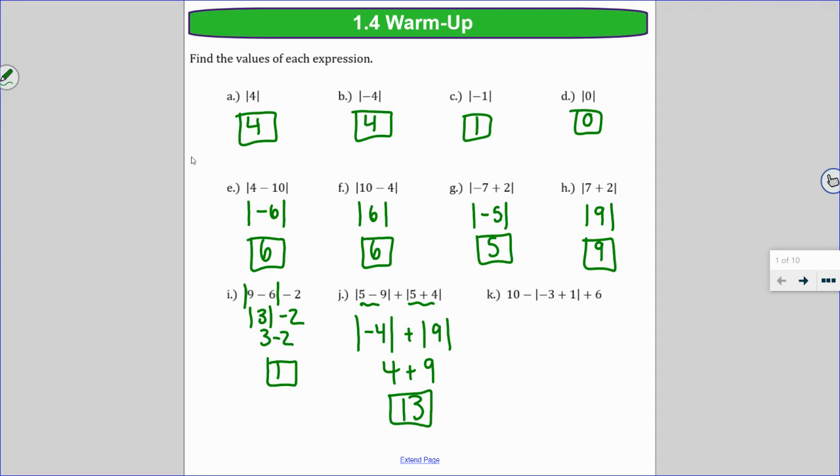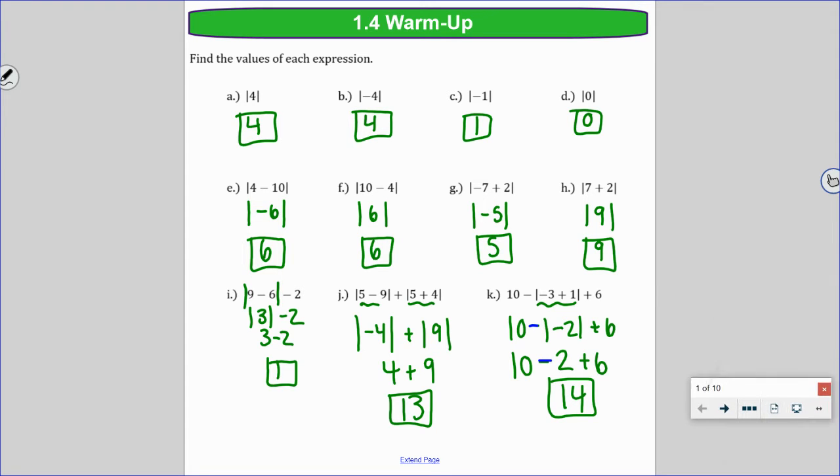Last one here for our warm-up. Start within our parentheses. -3 plus 1 is -2. Then we evaluate the absolute value of -2, which is 2. Now careful, because this negative sign right here carries down. Plus 6, so we get 10 minus 2, which is 8 plus 6, we get 14. All right, those are just some operations with absolute values.